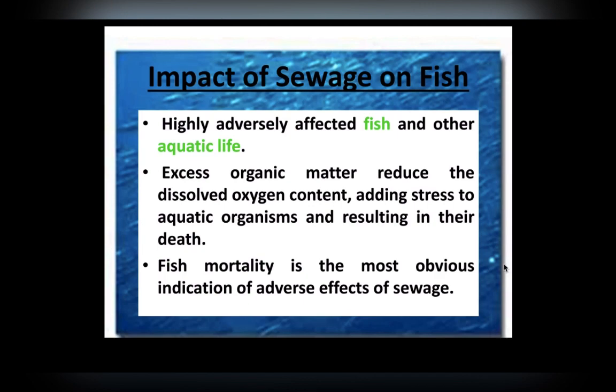The impact of sewage on fish. When we dump sewage water in the river or in the ocean, how does it affect the fish? It highly affects fish and other aquatic life. So when you dump sewage water in the ocean, it affects the fishes and every other aquatic organism so much, because this will deplete oxygen. How? Because this sewage water will eat up the oxygen in the water. No one survives without oxygen.